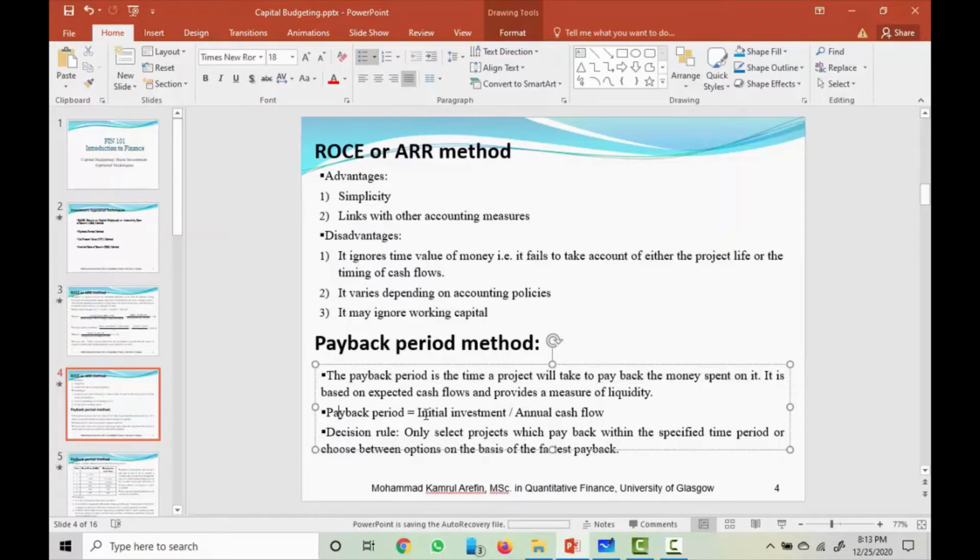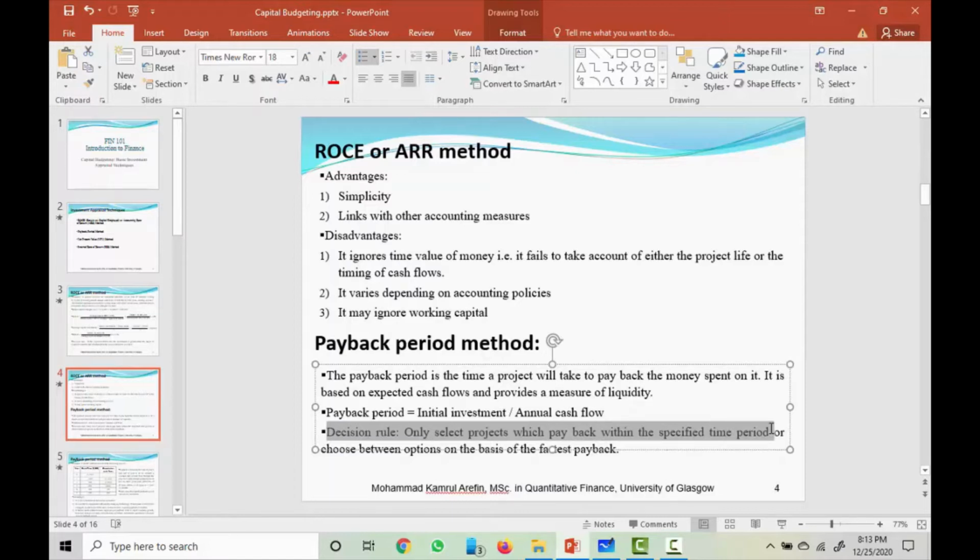Right. So payback period means initial investment divided by annual cash flow. Right. So now the decision rule: only select projects which pay back within the specified time period.